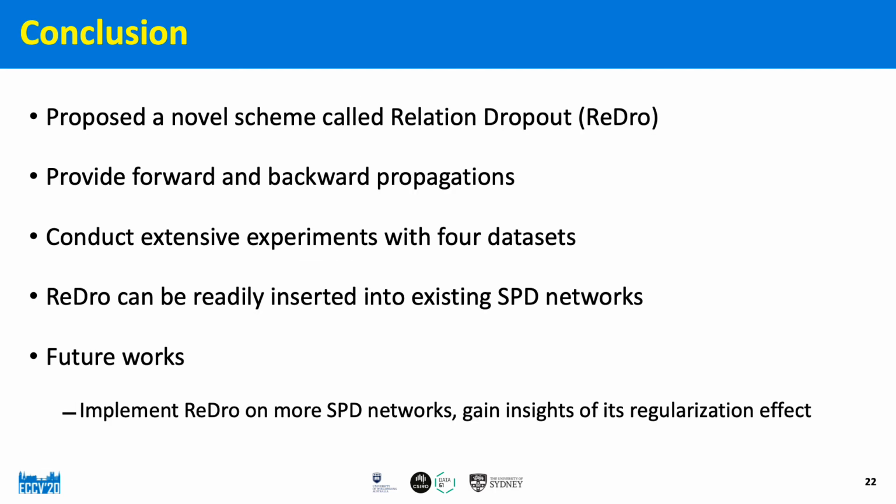In conclusion, we propose a novel scheme called relationship dropout. We provide its forward and backward propagations. To demonstrate the effectiveness of ReDro, we conduct extensive experiments with 4 datasets. Our proposed ReDro can be readily inserted into any existing SPD networks without any major modification. In the future, we want to implement ReDro on more SPD networks and gain more insights into its regularization effect.